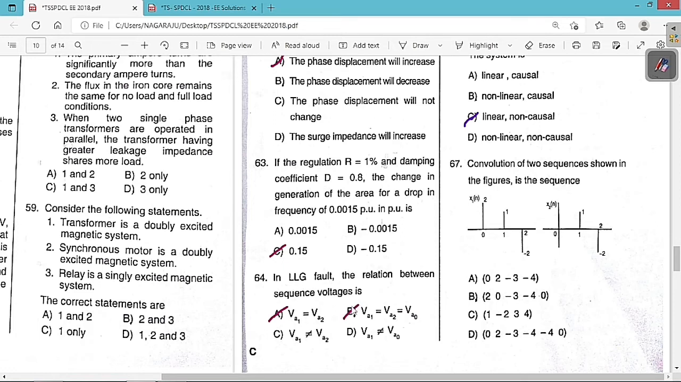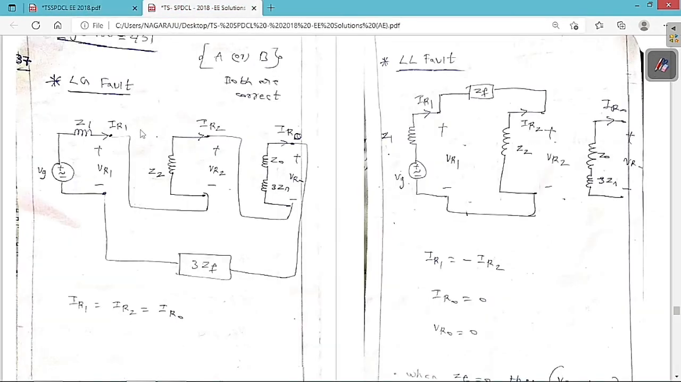Now we'll discuss the exact solution of this question. I will discuss three important faults: the LG fault, the LL fault and the LLG fault. The first one is the LG fault. In the LG fault, the positive sequence, negative sequence and zero sequence components are Z1, Vg, Z2, and Z0 and 3Zn. These three sequence networks are connected in series. These are IR1, IR2 and IR0, with an impedance equal to 3 times ZF, where ZF is the fault impedance.